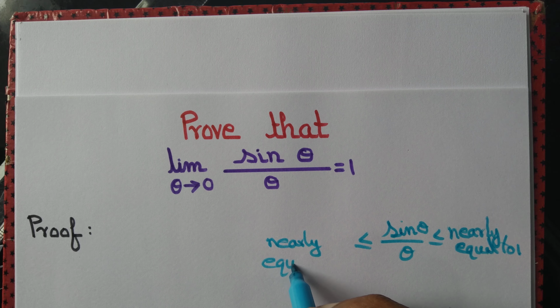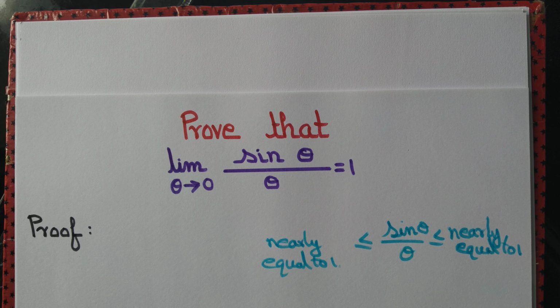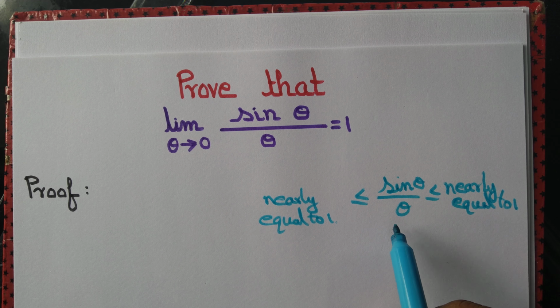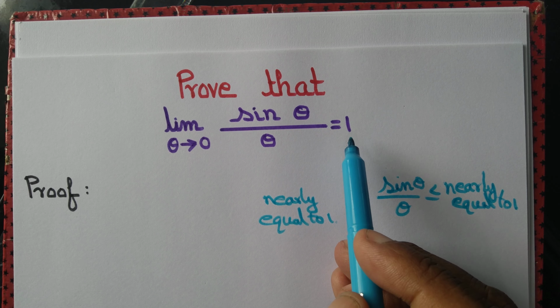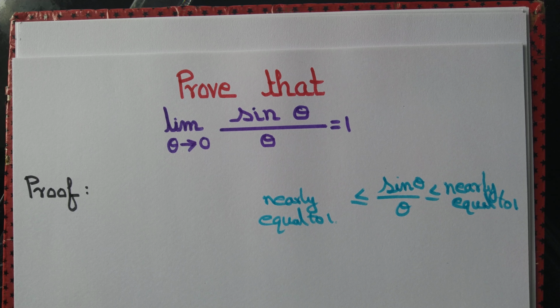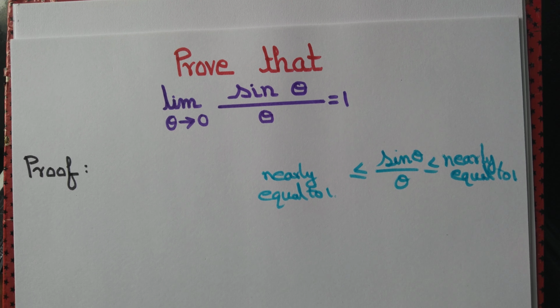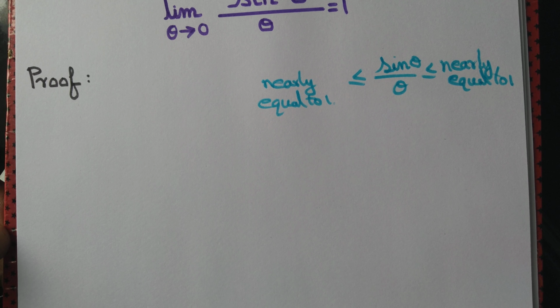equal to 1. And we will use the sandwich theorem and say that at the limiting case sin theta by theta must be exactly equal to 1. So let's continue with it. Theta is an angle, so we will draw an angle. To draw an angle, we draw a circular arc.